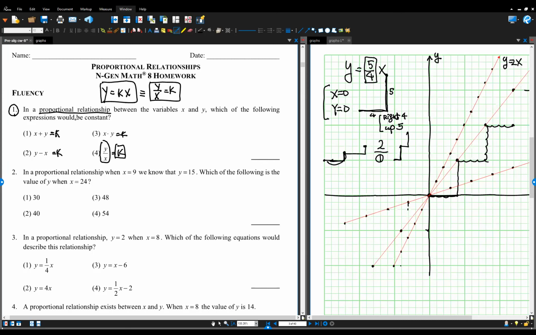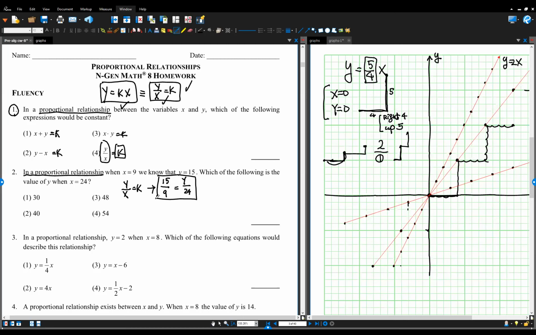Okay, now the next one. They are in a proportional relationship, it's already said there. You can use this form or this form, it doesn't matter. The ratio between the y value over the x value is constant. When x equals 9, y is 15. That's the ratio. But for the next one, when x equals 24, what is the value of y? They must have the same ratio. Using this proportion, you can find the value of y.